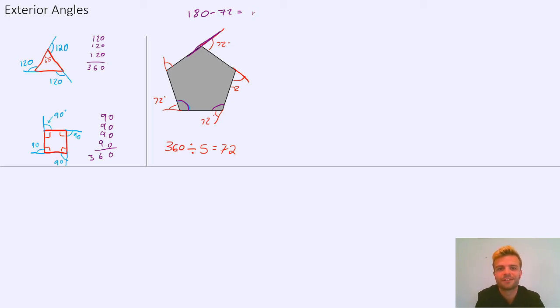Oh yeah, should have known that. It's 108 degrees, so the interior angles of this pentagon are 108 degrees. Let's do that for another shape.